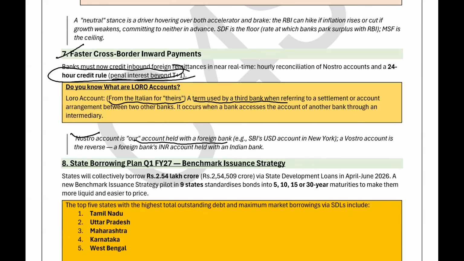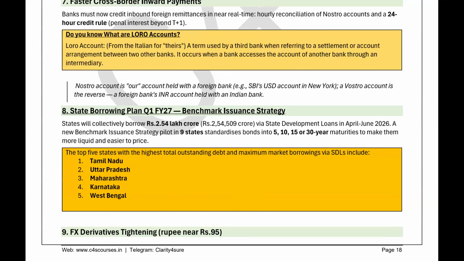ठीक है, now the eighth news which is telling about, please have a look, that is state borrowing planning, that is for Q1 financial year 2027 benchmark issuance strategy. States will collectively borrow rupees 2.54 lakh crore, rupees 2,54,509 crore via state development loans in April-June 2026. A new benchmark issuance strategy is a pilot in 9 states which standardizes bonds into 5, 10, 15 or 30-year maturities to make them more liquid and easier to price.